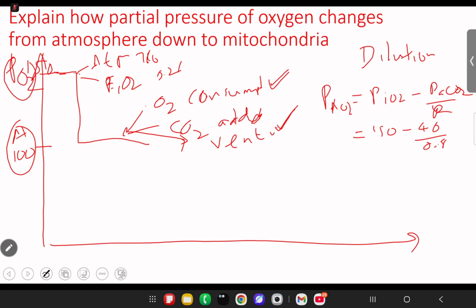If you are doing nothing, at basal metabolic rate, how much carbon dioxide is produced and how much oxygen is consumed? That is important. You generate about 200 ml of carbon dioxide and you consume 250 ml of oxygen at basal rate. That is why it becomes 0.8.